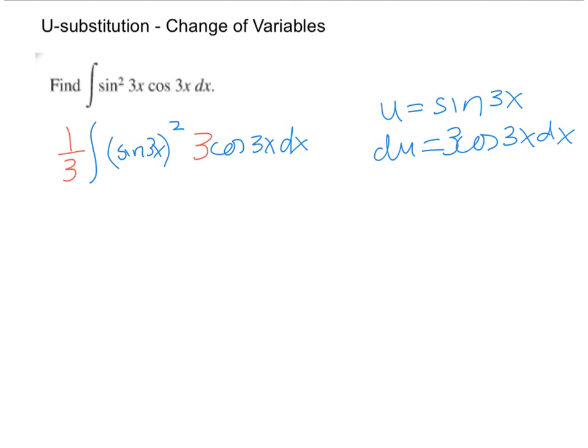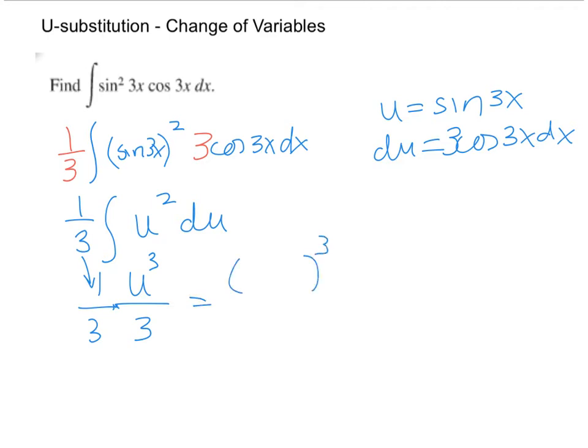And then I'm going to rewrite as a u substitution problem. So I have u to the second du. I end up with u to the third over 3. Now I'm just going to bring this down. This is 1/3, not 3, 1/3. So this is u to the third over 9, plus c, and u is sine 3x.